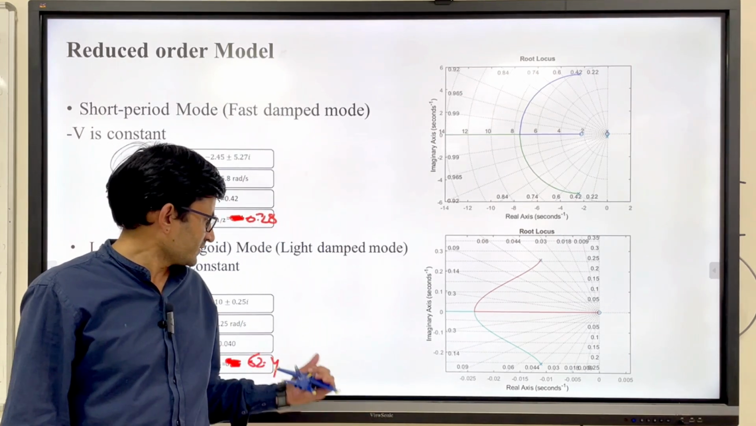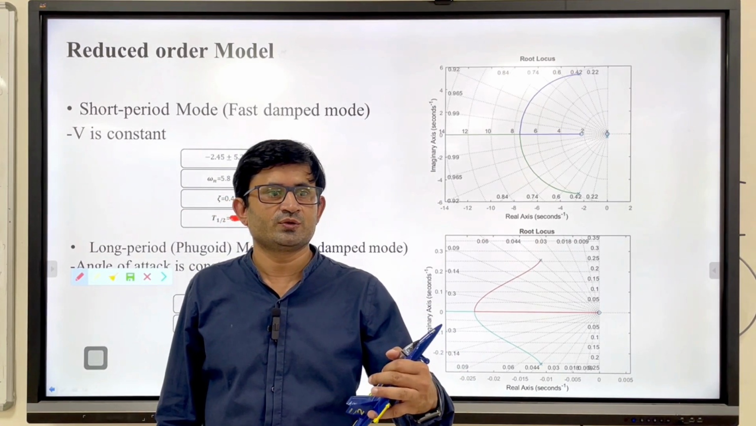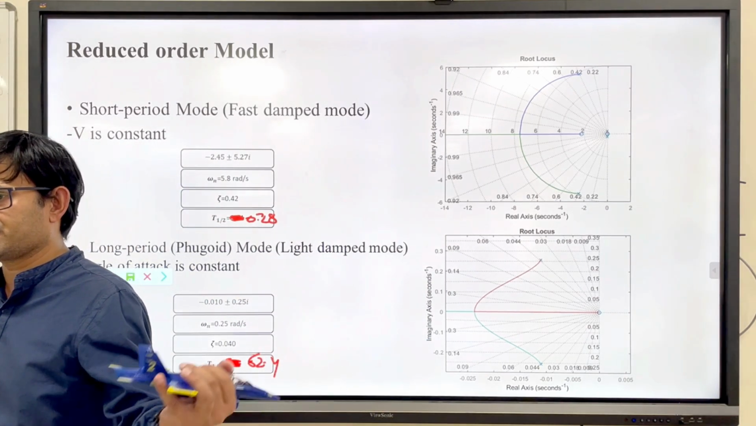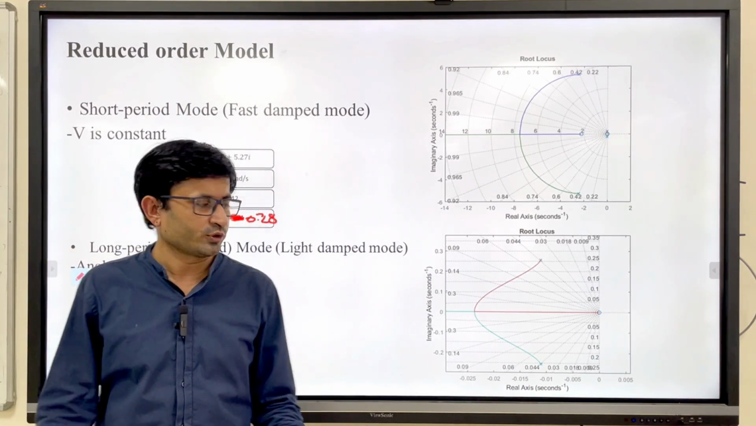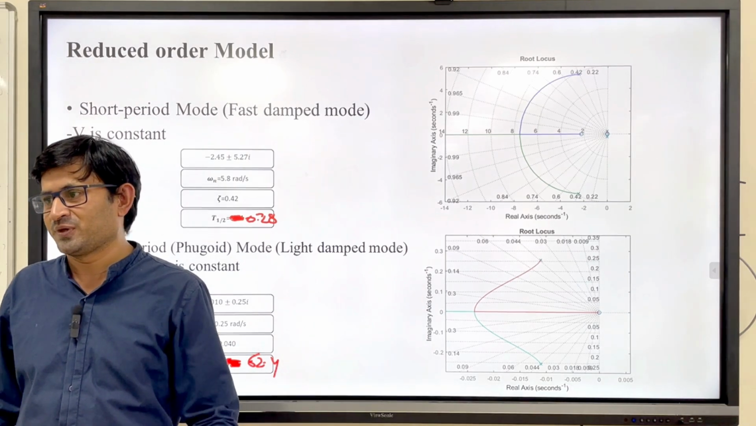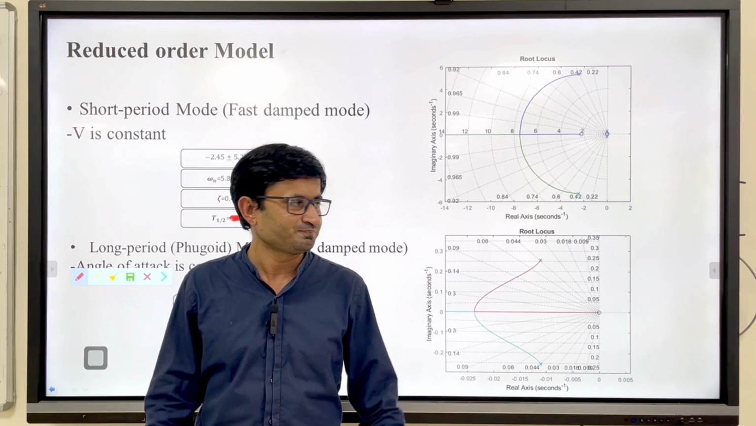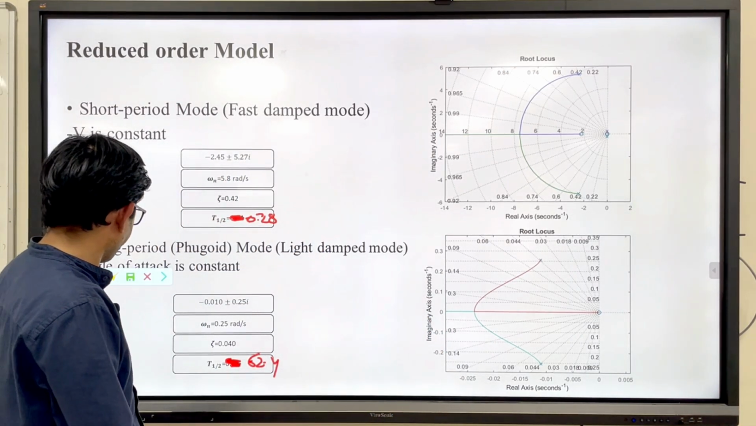Why? Because as long as you increase the angle of attack, you can easily lightly damp the aircraft. L by D is very large for a glider, so you can excite the Phugoid mode easily, and you can actually feel it, because it's taking more time, right? If something is taking more time, then you can actually feel it, right? So that is about the short period and Phugoid mode.